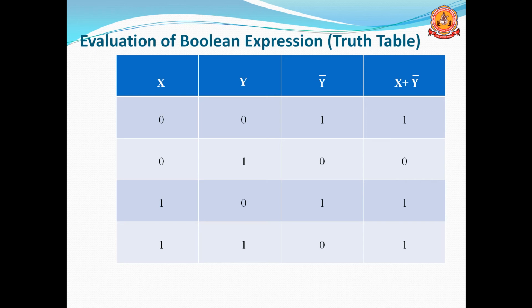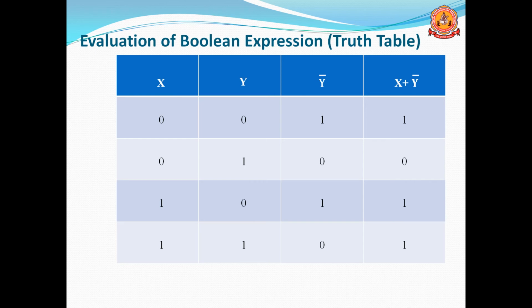Then next we have to find the y dash. If you want to find the y dash, see the column y. If the y input is 0, then y dash should be 1. In the second row we can see y is given as 1, so y dash should be 0. Then if y is 0, y dash should be 1. In the last row we can see y is equal to 1, so y dash should be 0. Based on y, we should write y dash.